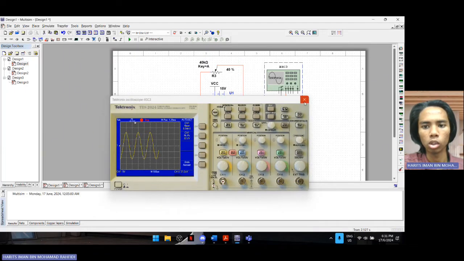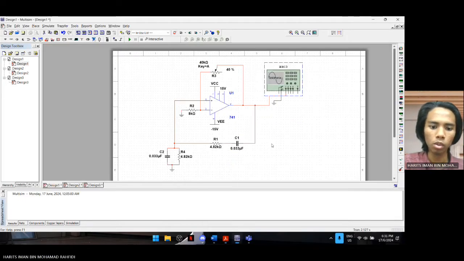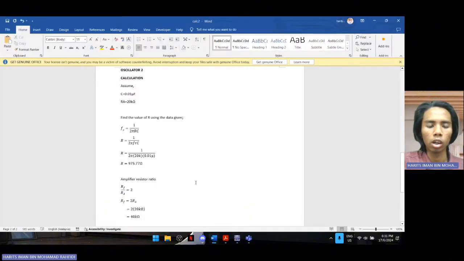Okay, let's go to oscillator 2. Oscillator 2 is given FR equal to 20 kHz. So the calculation is the same as oscillator 1. We need to assume C and RA using the frequency resonance formula and insert the values, and then we get the resistor value is 975.77 ohm, and the amplifier ratio is 2RA, 2 times 20K is equal to 40K.